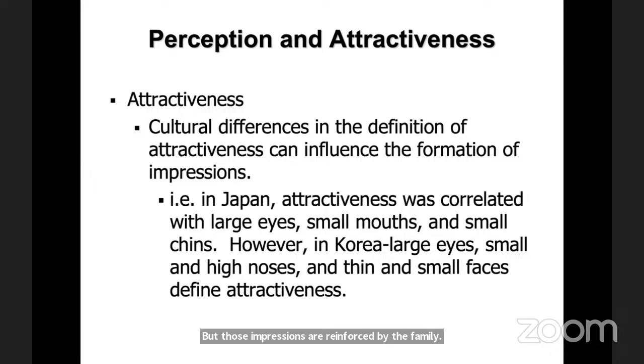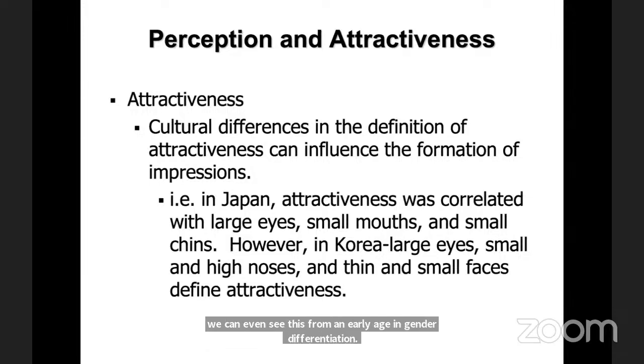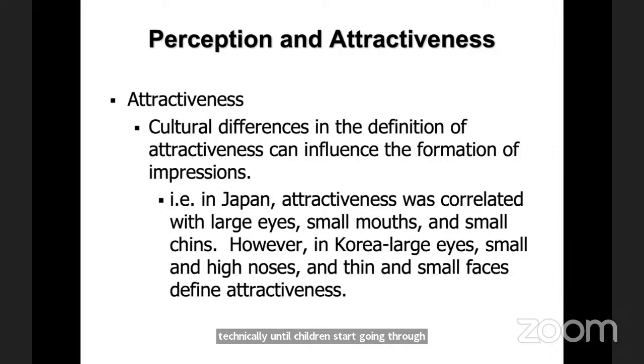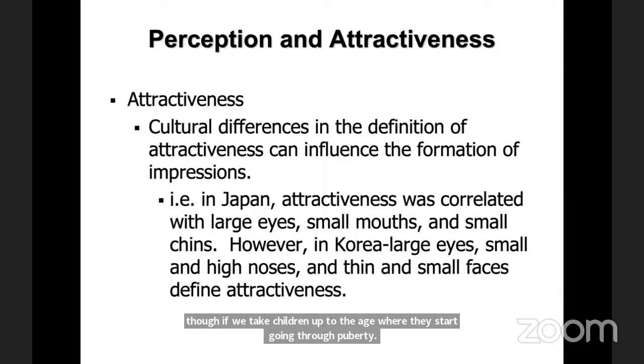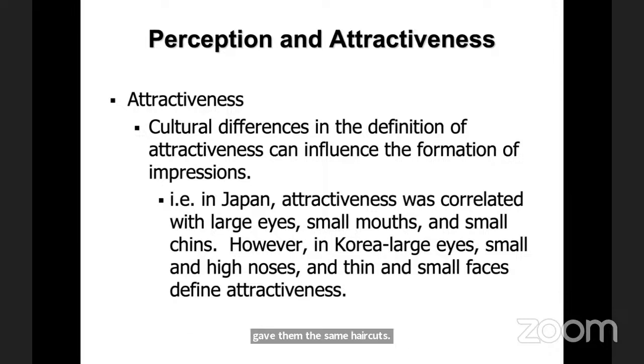Okay. And we can even see this from an early age in gender differentiation. Technically, until children start going through puberty, boys and girls are androgynous. Okay, androgynous meaning you can't tell whether they're a boy or a girl. But very early on in our culture, and I would argue most cultures, we genderize our children to where our little girls wear pink, they have the longer hair. Boys are wearing jeans more quickly, wearing blues or those kinds of clothes. And we genderize very early, even though if we take children up to the age where they start going through puberty, if we dress them exactly the same, gave them the same haircuts, we wouldn't be able to tell the difference between boys and girls.